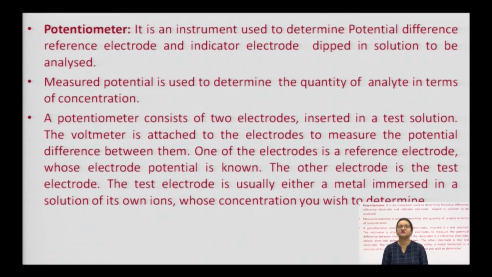The test electrode or the indicator electrode is usually a metal immersed in a solution of its own ion, whose concentration we wish to determine.